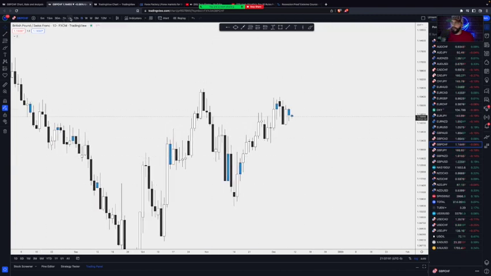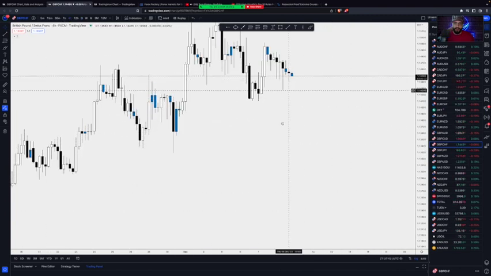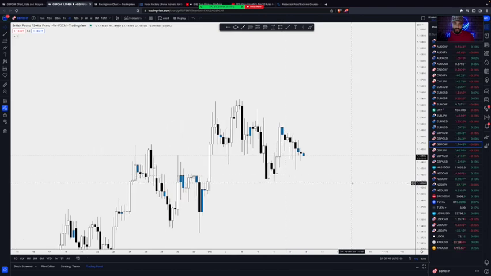And let me go ahead and take a look at the H4 time frame as well. Taking a look at the H4 time frame, I do see that we are still bullish overall. However, price action shows that we are pushing lower. Okay.